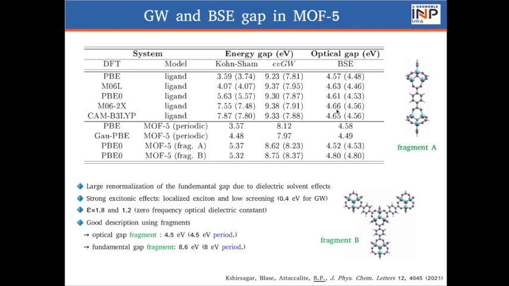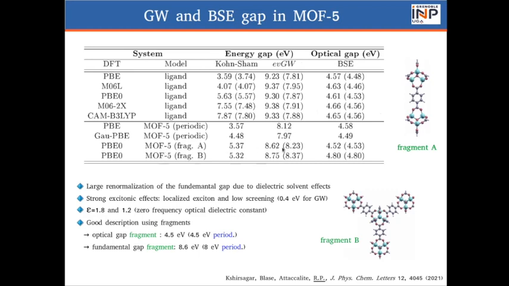The optical gap is significantly reduced, and the effect of the environment is larger in this case, as expected for mutual excitations. So regarding the MOF, now we compare again the periodic MOF, with PD and GAU PD, with two fragments, fragment A and fragment B.